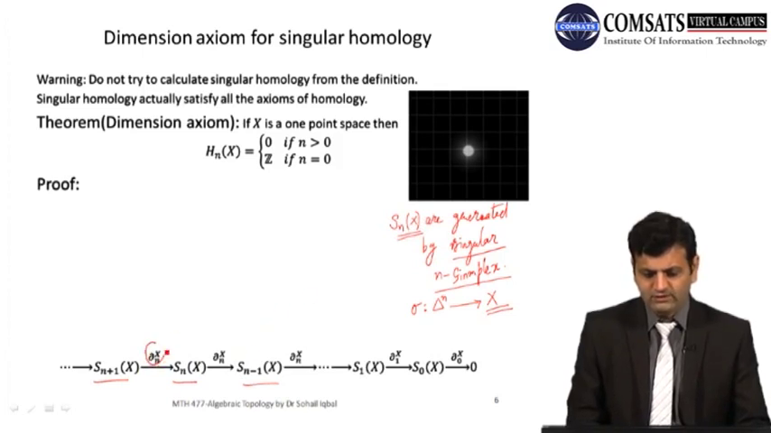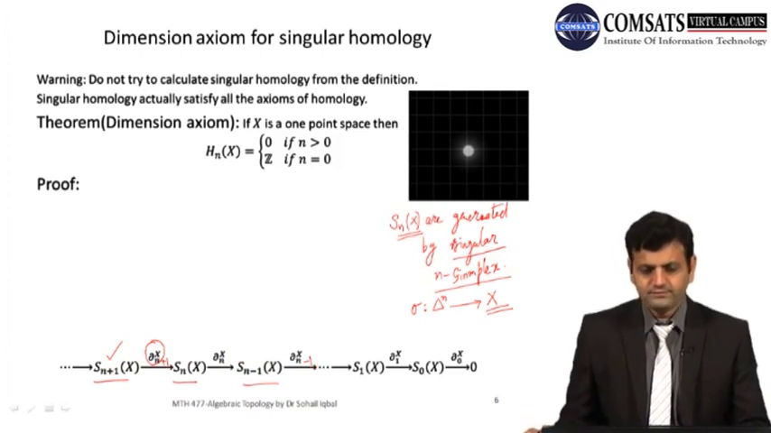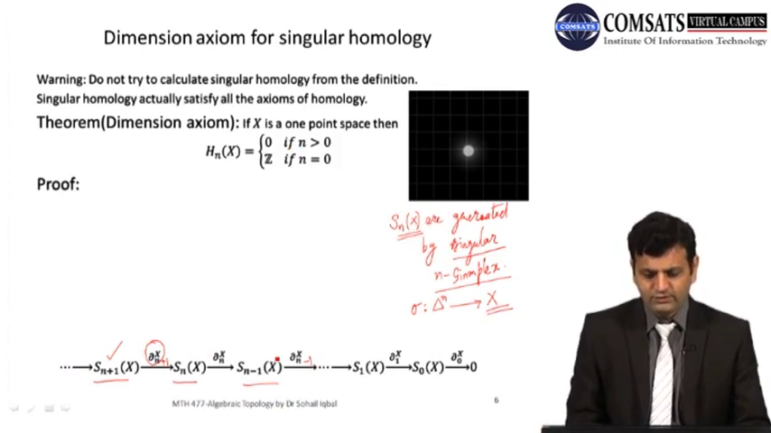And what are these maps? These are the boundary maps which calculate the boundary of the elements of S_{n+1}(X) inside S_n(X), and so on. Okay, so it should be n plus 1, and it should be n, and n minus 1, and so on. So if we want to calculate the homology of a point, then we should know all of these groups, and we should know the boundary maps as well. So let's try to see what kind of elements there are in S_n(X) for any n, where X is a point.